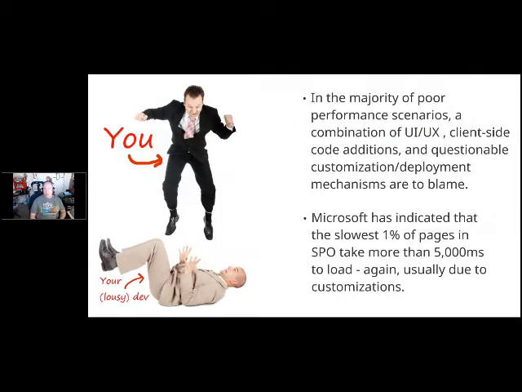So in the majority of poor performance scenarios, Microsoft identifies a combination of UI, UX, client-side code additions, sometimes questionable customizations and deployment mechanisms. And Microsoft has actually found that the slowest 1% of the pages in SharePoint Online take more than 5 seconds to load. And again, this is usually due to customizations.